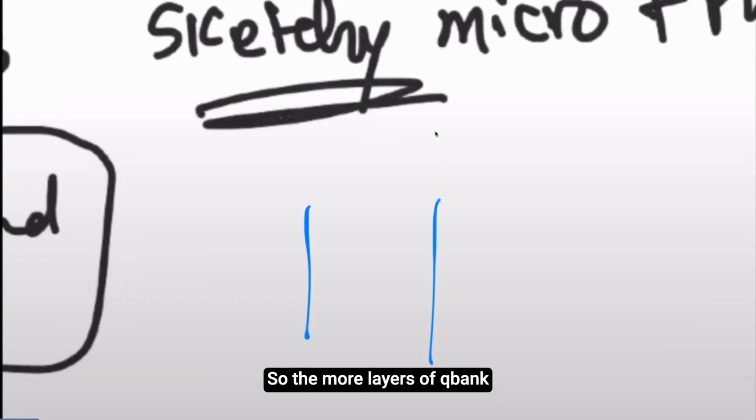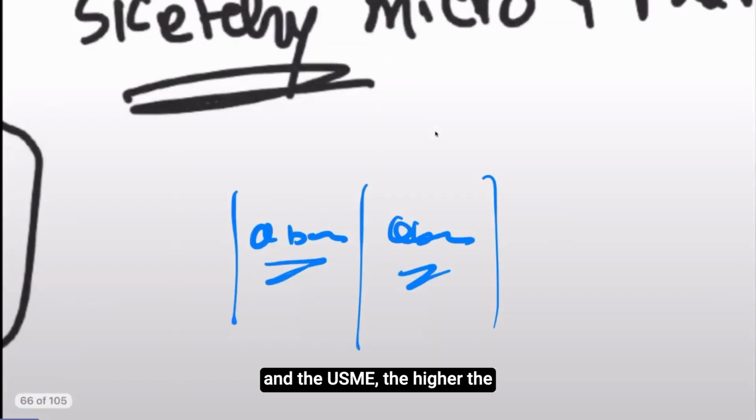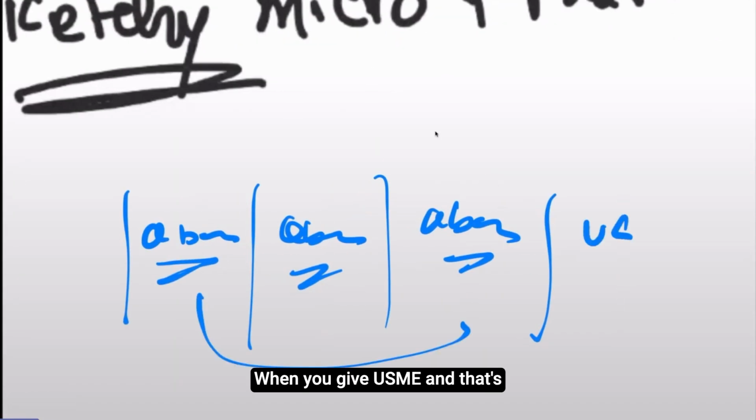So the more layers of Q banks you can add between you and the USMLE, the higher the chance that you will master testing skills and information when you give USMLE. And that's kind of what I'm trying to get across.